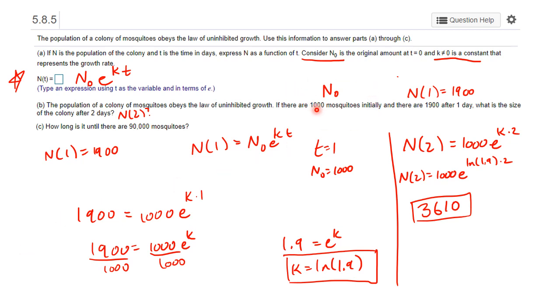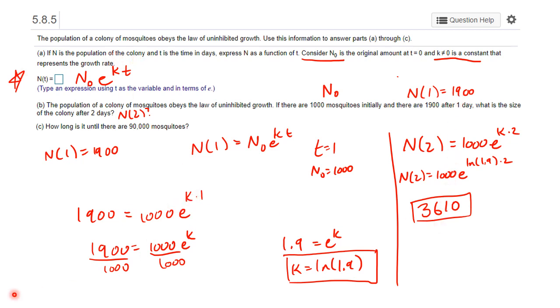So in 1 day, we went from 1000 to 1900, which was almost doubling. So 1 more day should almost double again. So double 1900 would have been 3800, but we didn't quite double from day 0 to 1. It was 1000 to 1900, so we shouldn't quite double to go from day 1 to day 2. So we don't quite go up to 3800, but fairly close.